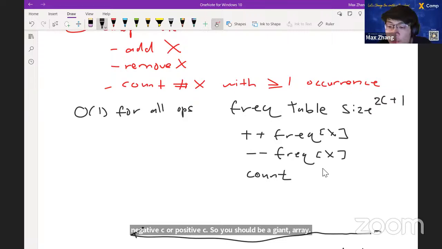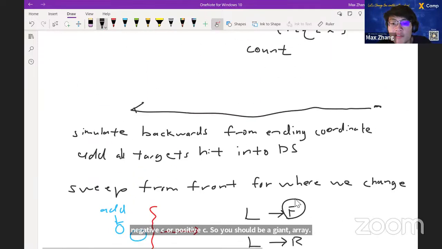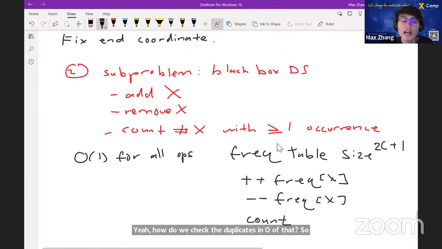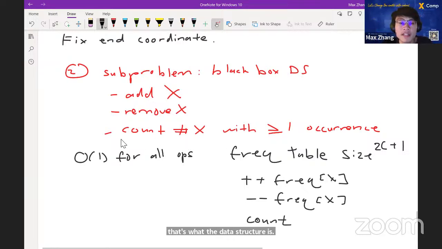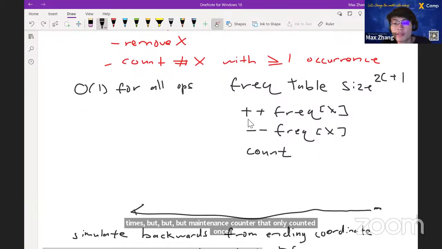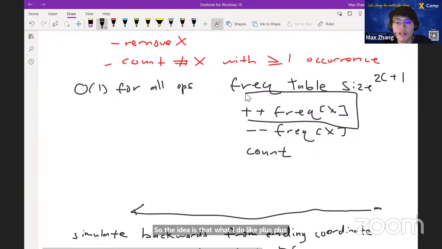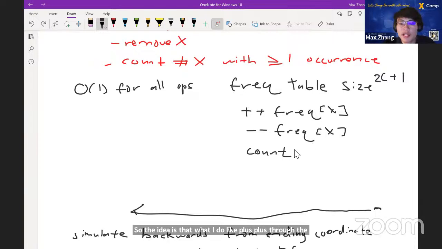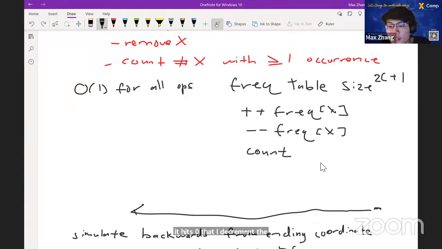How do we check the duplicates in O of n? That's what the data structure is. The idea is that I can add something multiple times, but maintain a counter that only counts it once. When I increment the frequency of some element, if it hits 1 for the first time, then I do count plus plus. Similarly, if I decrement the frequency of some element and it hits 0, then I decrement the count by 1. That's how the data structure maintains the count of duplicates.